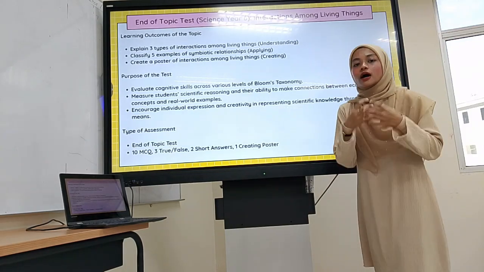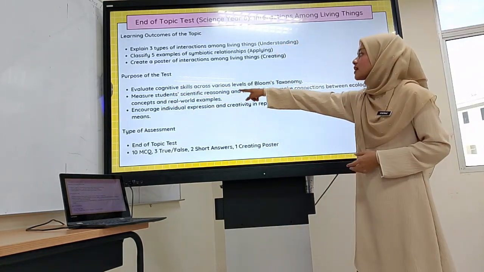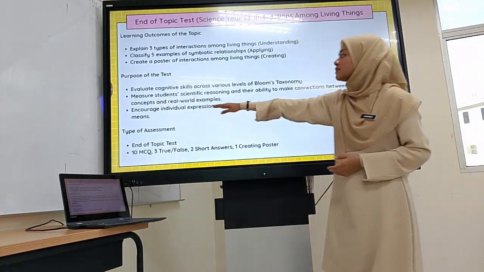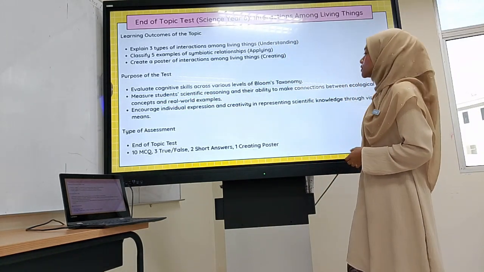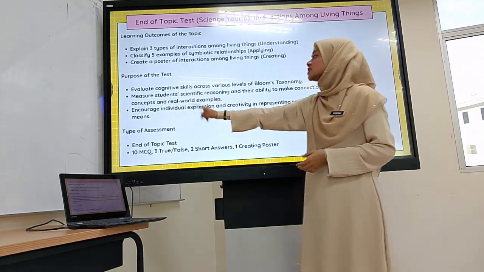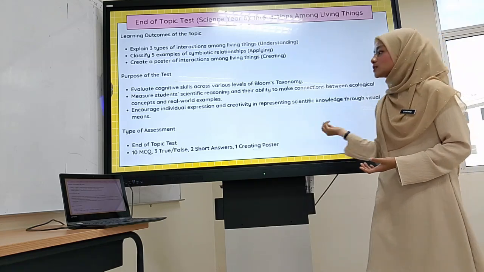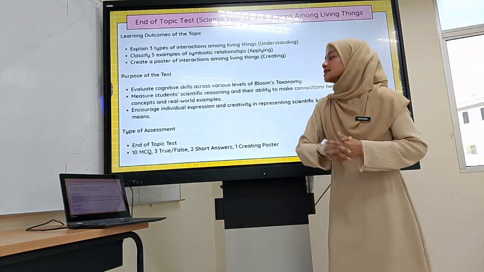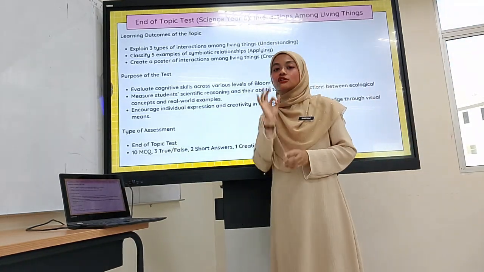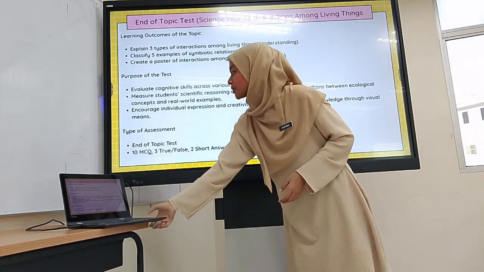And the purpose of the test that we created: first, we want to evaluate cognitive skill across various levels of Bloom taxonomy, as you see above. Second, measure students' scientific reasoning and their ability to make connection between ecological concept and real-world example. Lastly, encourage individual expression and creativity in representing scientific knowledge through visual means. Our assessment is an end of topic test, and the structure would be 10 MCQ, 3 true or false questions, 2 short answer and 1 creating poster.